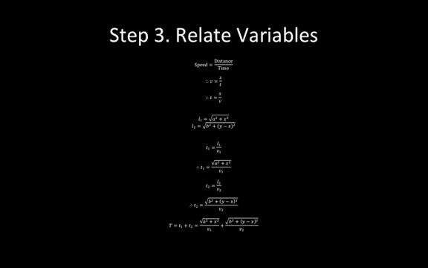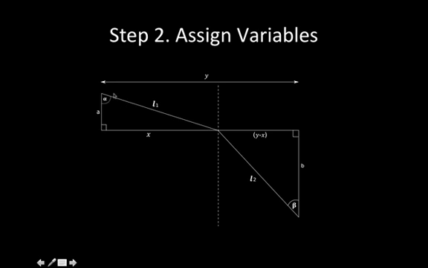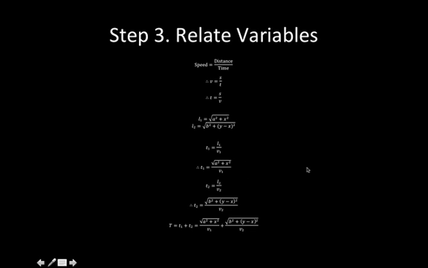If you recall, speed equals distance over time. Velocity, or speed, they're not technically the same thing, but velocity is equal to displacement over time. So time equals displacement over velocity. Okay, so L1, using Pythagoras, is the square root of x squared plus a squared. L2 is the square root of (y minus x) squared plus b squared.